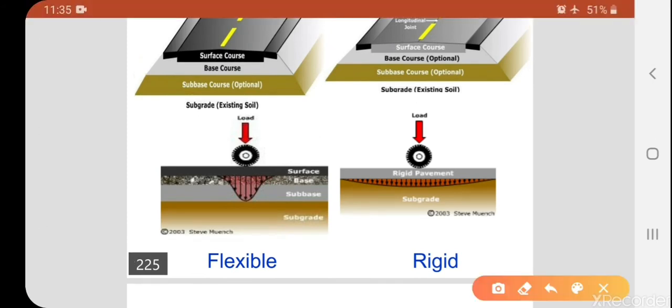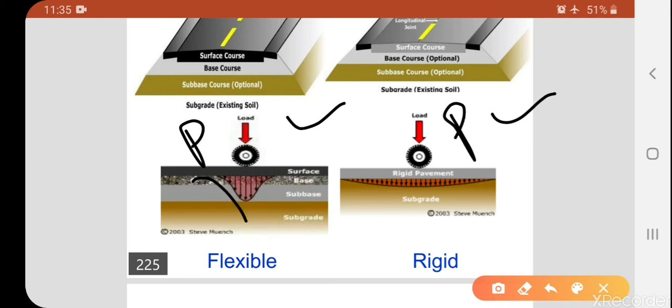In flexible pavements, this picture gives the most important information about the working phenomena of flexible and rigid pavements. Whenever the load P acts on a flexible pavement, assume the same load acts on a rigid pavement also. Here we can see the nature of the stress distribution. It is more for the flexible pavement, because for the rigid pavement the stress distribution is very much less compared to the flexible pavement.